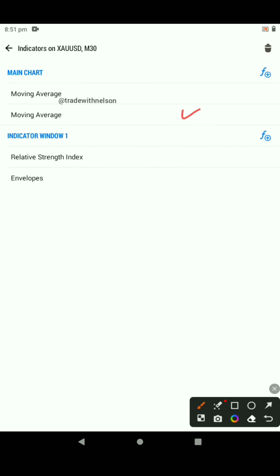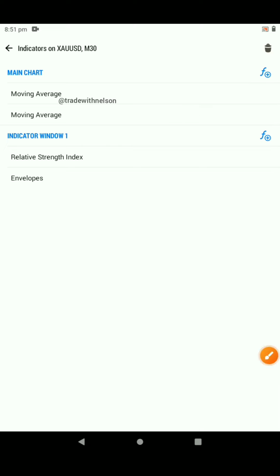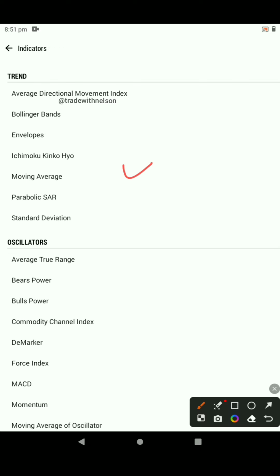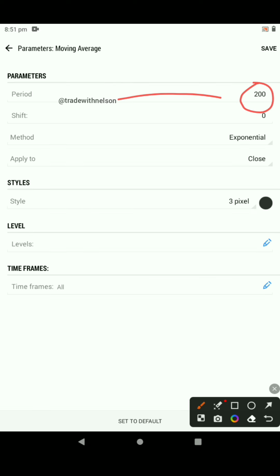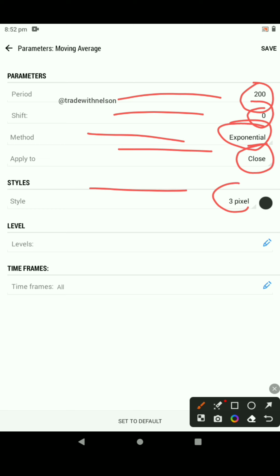For the second moving average, click on the F icon on the main chart. Moving average. Make your period 200, shift 0, method exponential, apply to close, style 3 pixel, select a color of your choice. This is our directional moving average. After that, click on save.